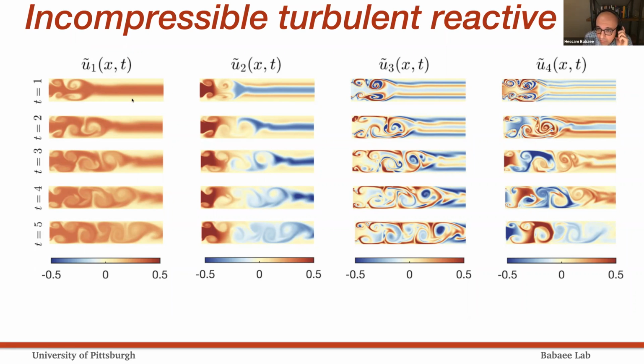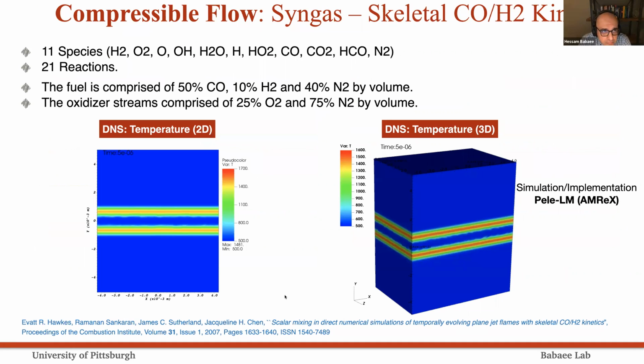If you're familiar with POD, it has problems with convective problems. But here, because the subspace evolves, we evolve with the system, and so that issue simply doesn't exist for the time-dependent basis. So this is now a compressible flow case, with 11 species and 21 reactions for a syngas model. This problem has extinction and reignition, and so it's a highly transient problem.